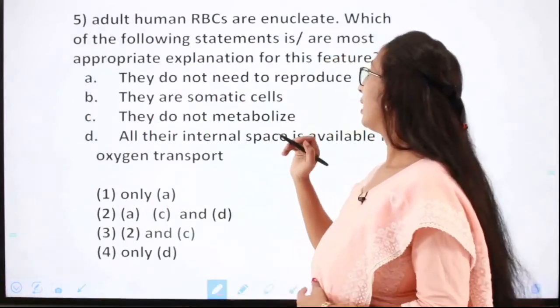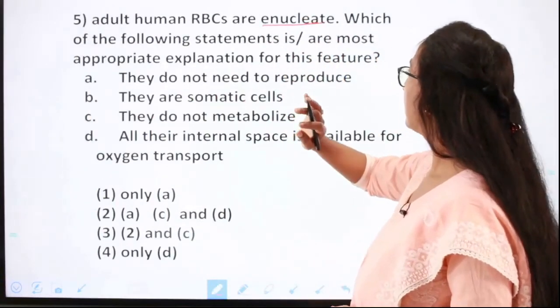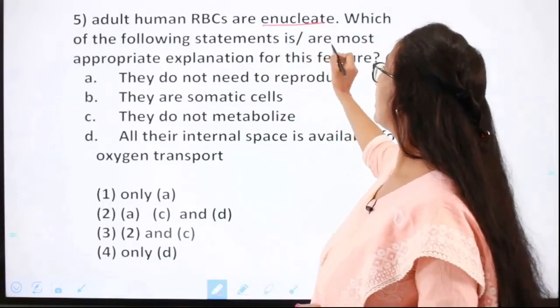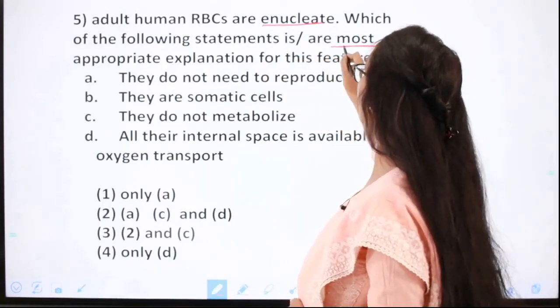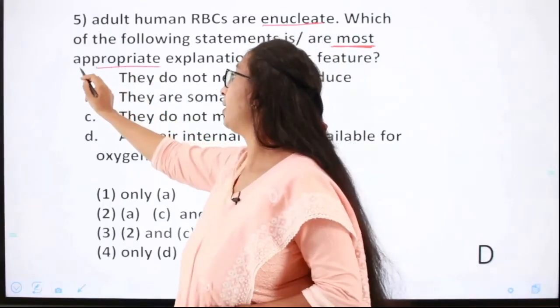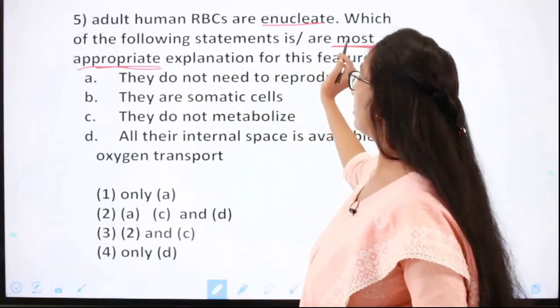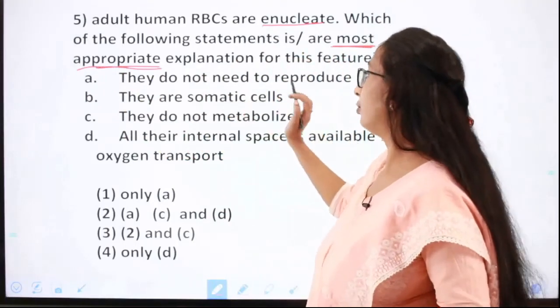The adult human RBCs are enucleate. Correct. RBCs do not have any nucleus. So which of the following statements is most appropriate? When you get these kinds of words, you have to remember that. You have to keep that in mind while looking at the answer options. So which of the following statements are most appropriate for this feature?